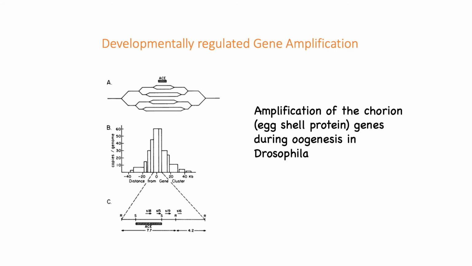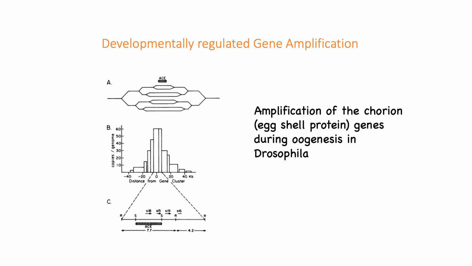And in order to do that, the fly amplifies up the region of the chromosome that contains the chorion protein genes. And this is shown in this figure. If you ask how much DNA there is, how many copies there are over this region of the chromosome, you see this bell-shaped curve shown in the middle figure here in figure B. And the chorion genes are at the peak of the curve.